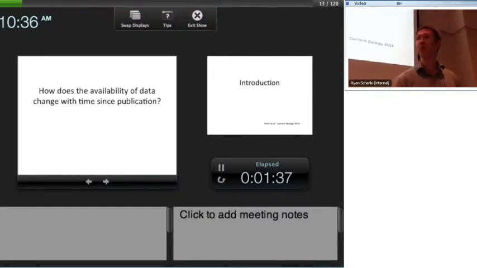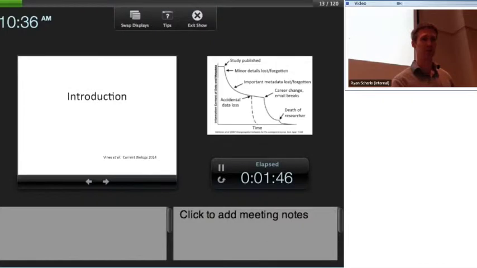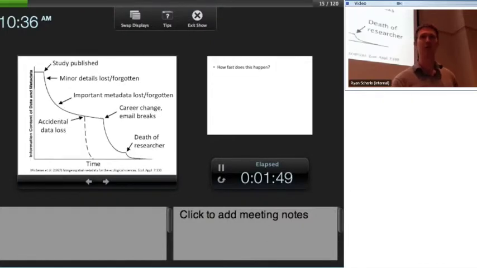So the first paper I wanted to talk about is how does the availability of data change with the time since publication? This is work that appeared in Current Biology at the beginning of last year. So here's Bill's very famous slide on his 1987 paper: when a study is published, all the data is present in the mind of the researcher, and over time it starts to erode away all the information that's available.